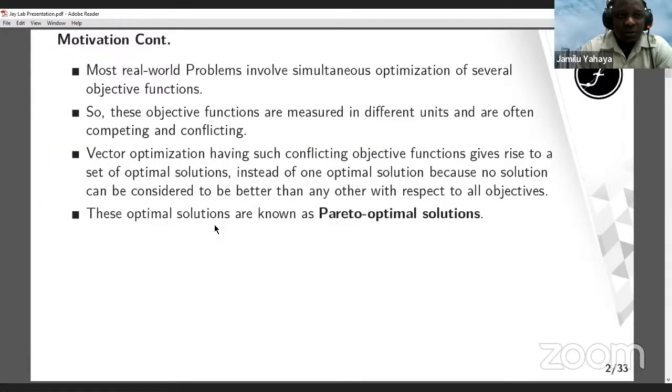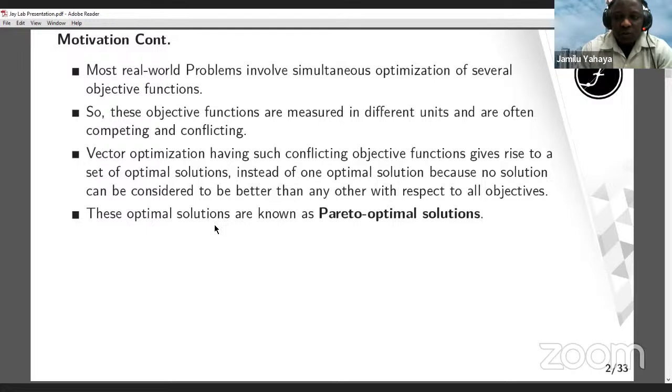Most real world problems involve simultaneous optimization of several objective functions. These objective functions are measured in different units and are often competing and conflicting. Vector optimization having such conflicting objective functions gives rise to a set of optimal solutions instead of one optimal solution, because no solution can be considered to be better than any other with respect to all objectives. These optimal solutions are known as Pareto optimal solutions.